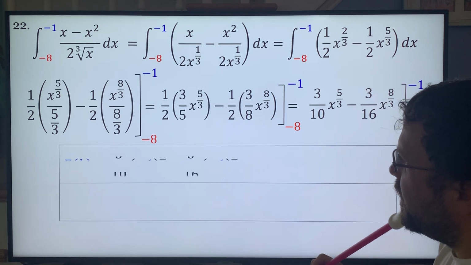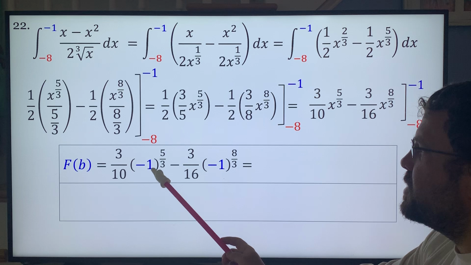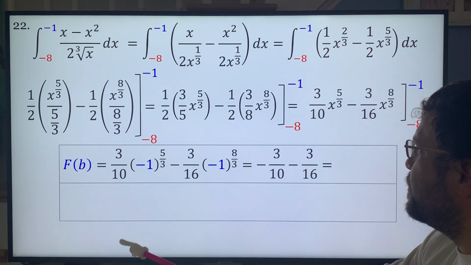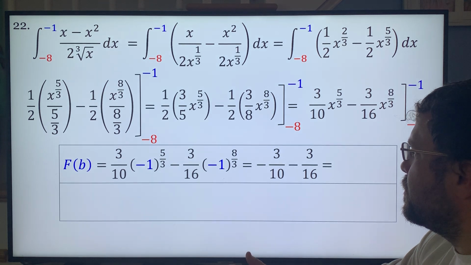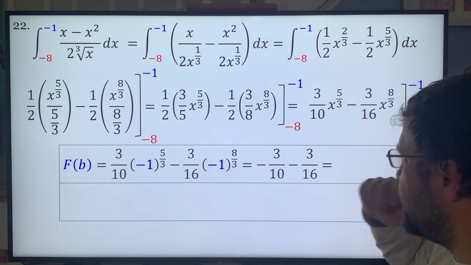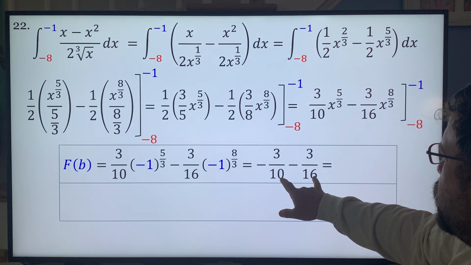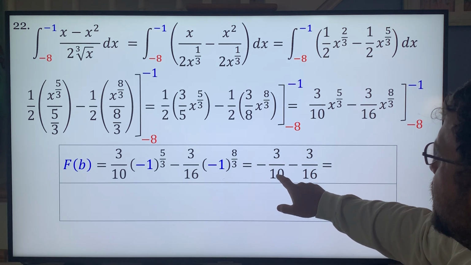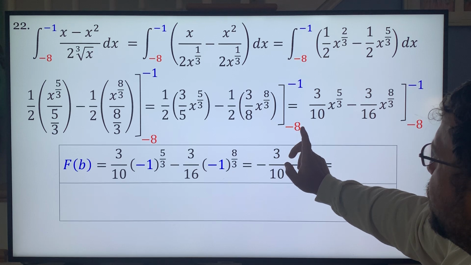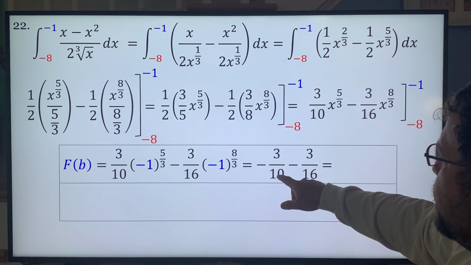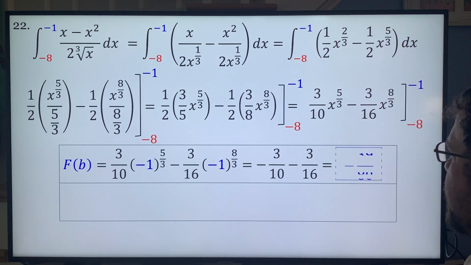Type in your b, type in your a. -1 in here, this just becomes -1. Because this is even, this becomes a positive 1. -3/10 minus 3 over 16. Common denominator here is 80. So this would be -24 over 80 minus 15 over 80, -39 over 80.